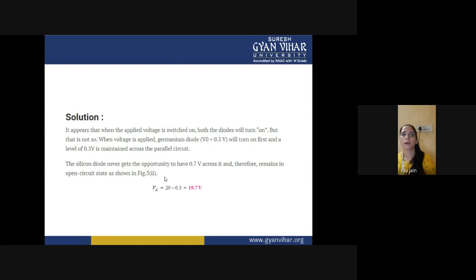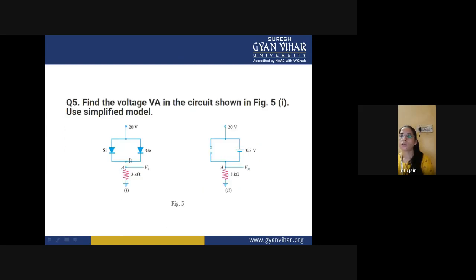Now you can see that it appears that when the applied voltage is switched on, both diodes will turn on, but that is not so. When voltage is applied, the germanium diode will turn on first and the level of 0.3 volt is maintained across the parallel circuit. Why is it happening? Because the forward biasing voltage across the germanium is 0.3 volt, and for silicon it is 0.7 volt. So the voltage drop across the germanium is less than that of silicon.